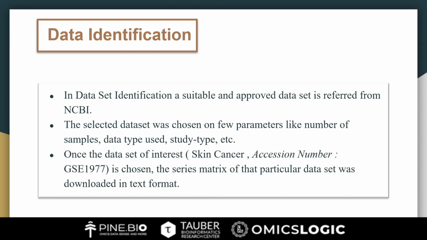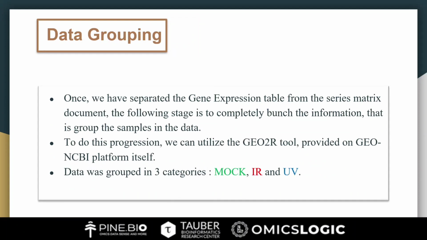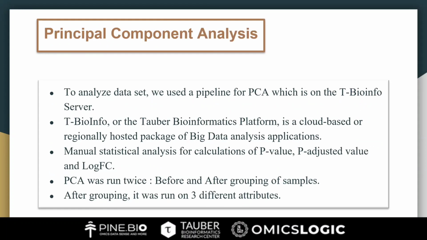An appropriate dataset was selected which sufficed our interest. The data was downloaded and filtered according to our requirement, and unwanted information was removed. The data, that is the expression table, was then grouped according to the tested samples into three major categories, namely IR, MOC, and UV. Once the data was grouped, various statistical analyses were performed on it, particularly PCA, which is principal component analysis, and manual calculation of p-adjusted, p-value, and fold change calculation was done.